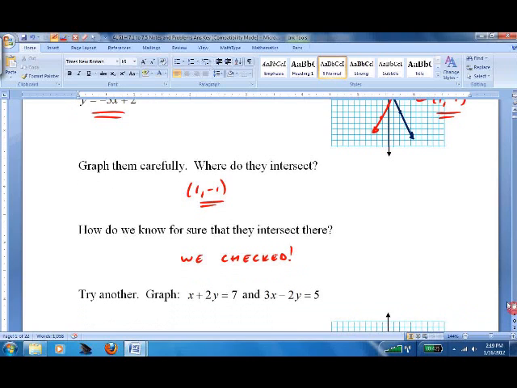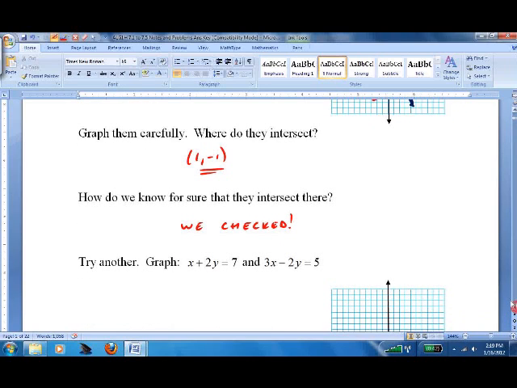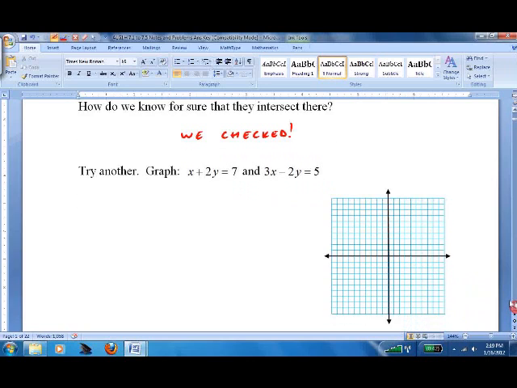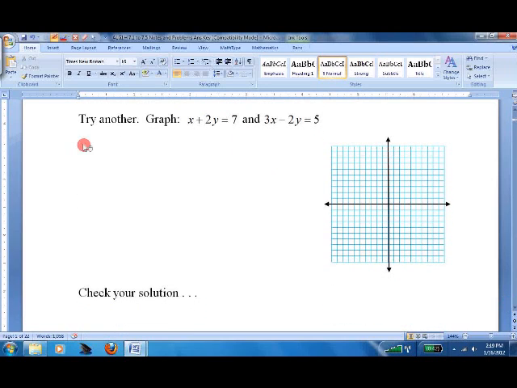So, try another one. X plus 2y equals 7 and 3x minus 2y equals 5. What do we have to do first? Well, we've got to move them into something that is easier to graph. Could graph it with intercepts. Not a terrible idea. I always find this is just a little bit easier for me. So -1/2 x plus 7/2. 7/2 is 3.5. 1, 2, 3.5. -1/2 is down 1 over 2. Down 1 over 2. Down 1 over 2.